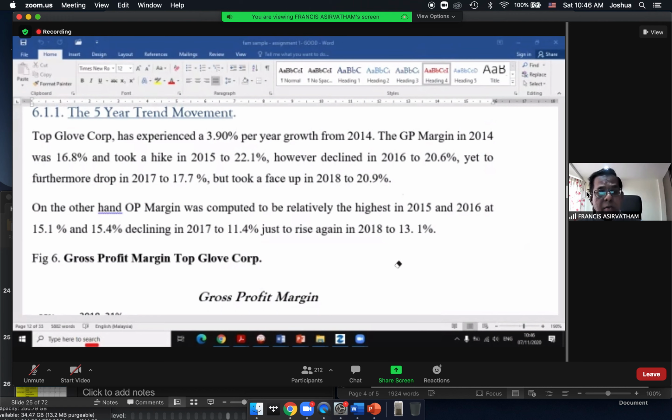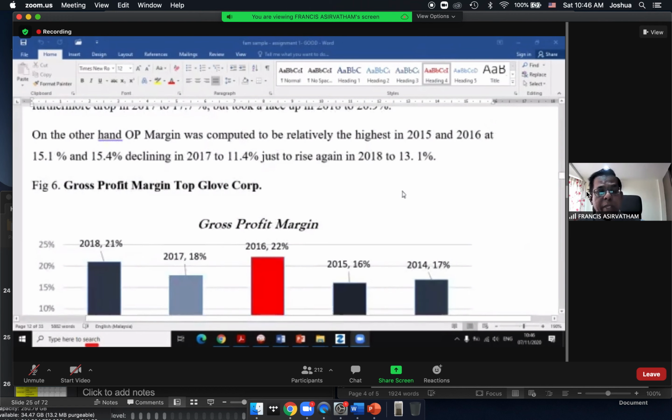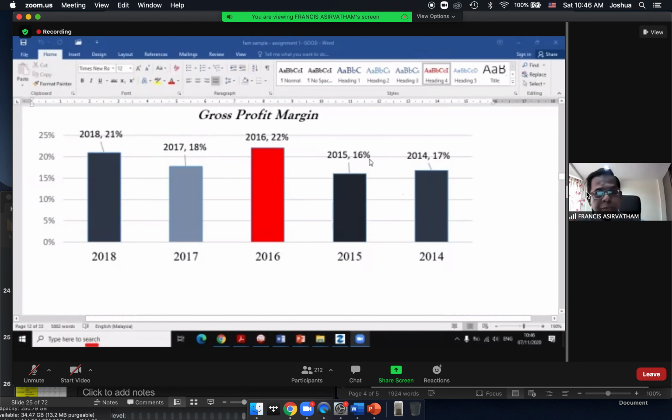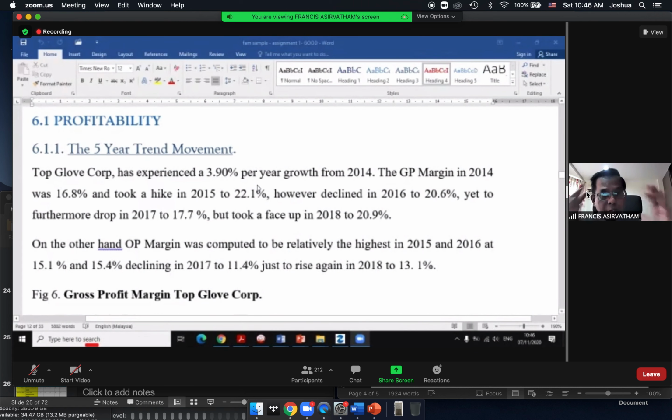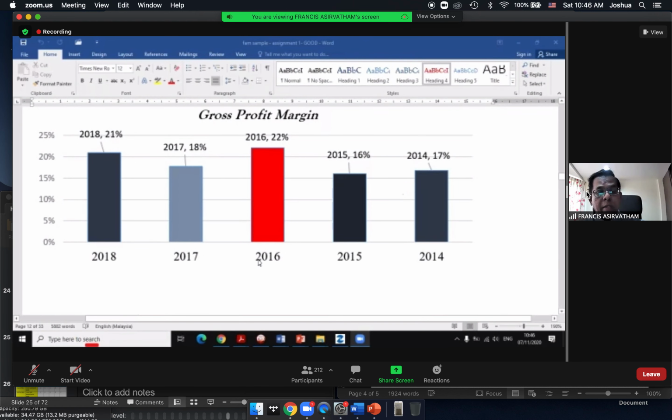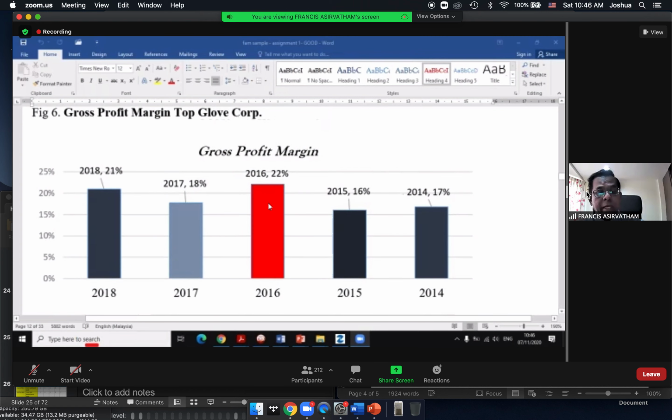Okay, that's all. After you explain, convert your numbers into graphs. Change it into a graph. You can see here, he's explaining about trend. Now he's going into the details. He's going to show the graph. The graph contains the numbers, which year, and the data are there.